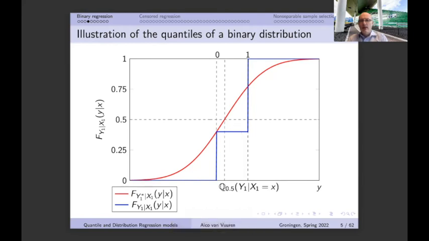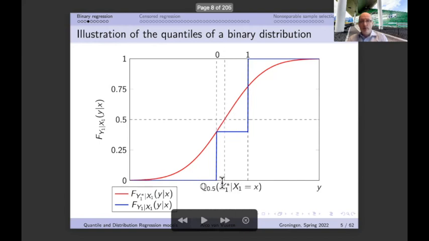We have seen at our previous slide that at the moment that the quantile of y1 star is positive, and that's the case here because we are here to the right of 0 with respect to the quantile of y1 star, well, then it should be the case that the quantile of y1 must then be equal to 1.